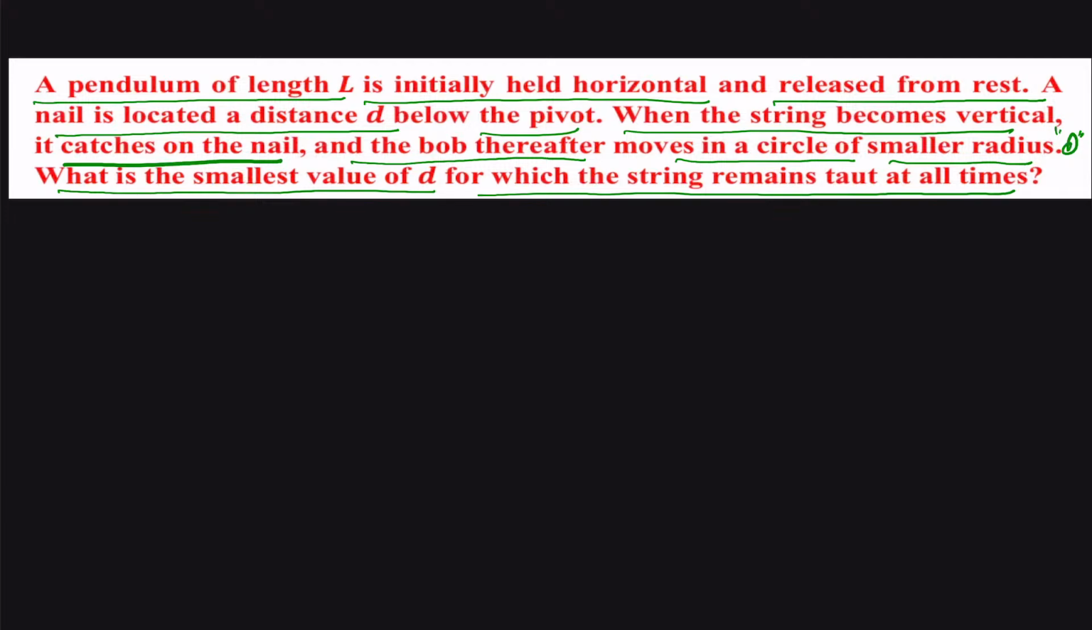So you can just draw an approximate figure. Suppose here we have a string which is perfectly horizontal, and this is the mass bob and its length is given as L, and just vertically below we have a nail that is located at distance d. Okay, so let us suppose this is the nail and it is located at a distance d.